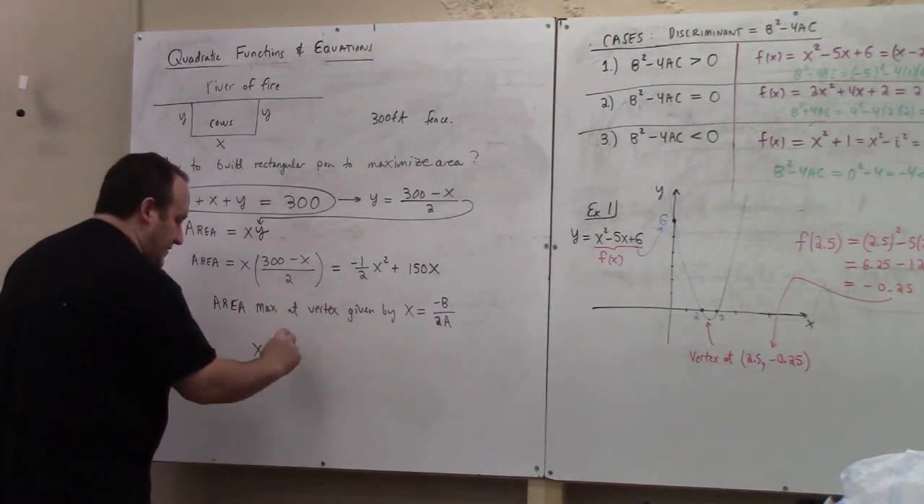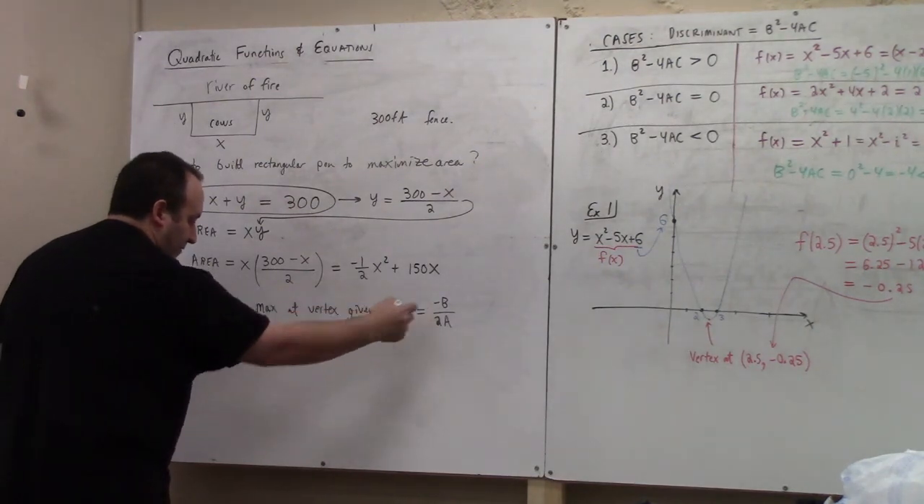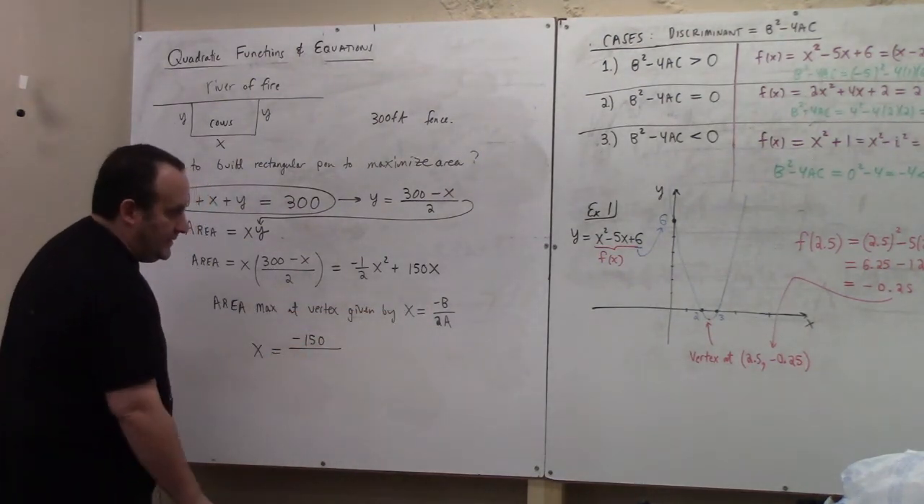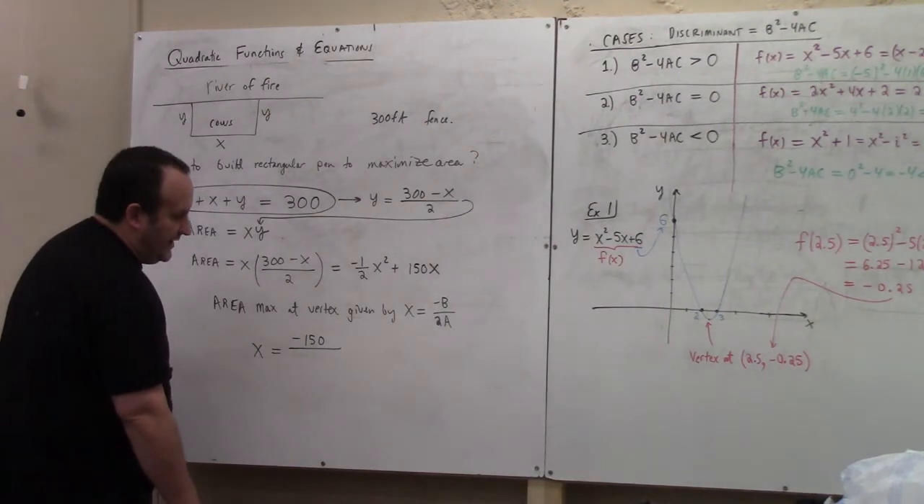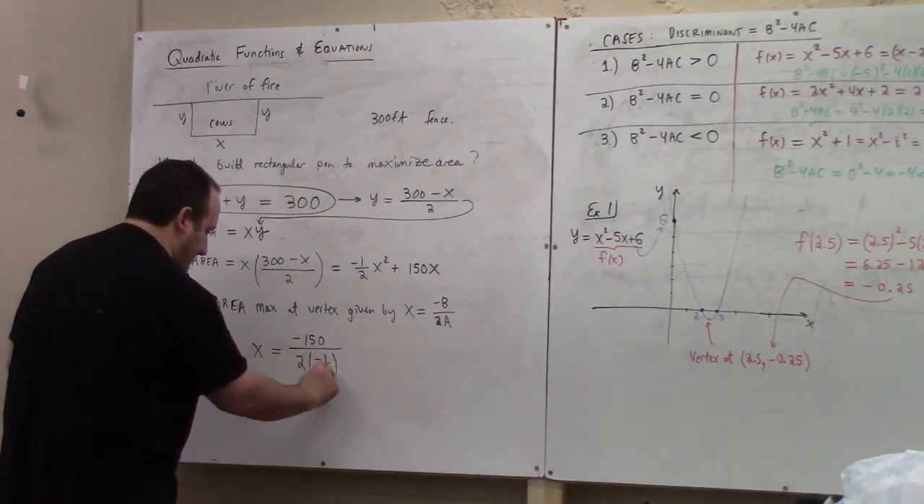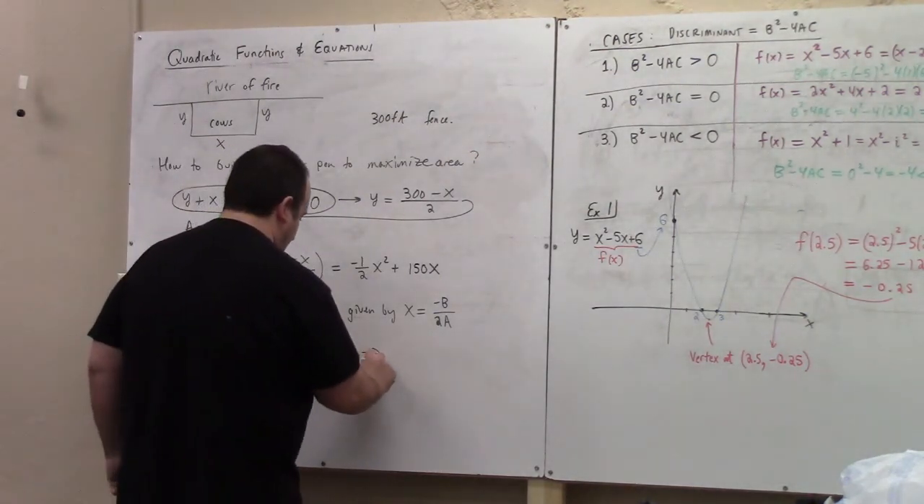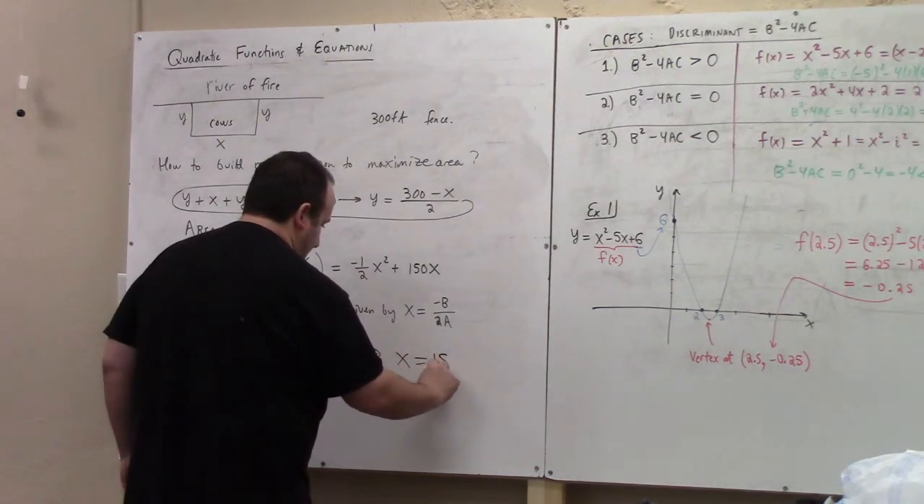B is 150, and there's a minus from the formula. And what's my a? It's minus 1/2. So the 2 and the 1/2 cancel, and we're just left with 150 feet.